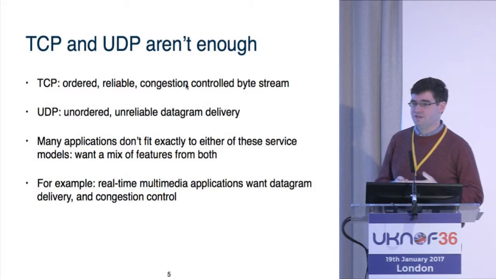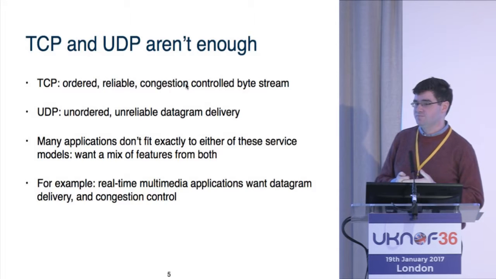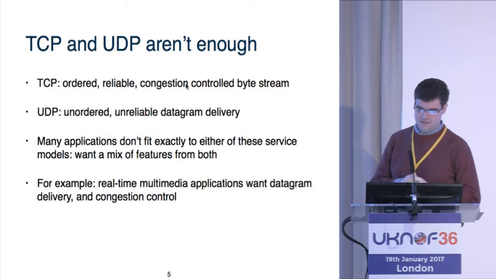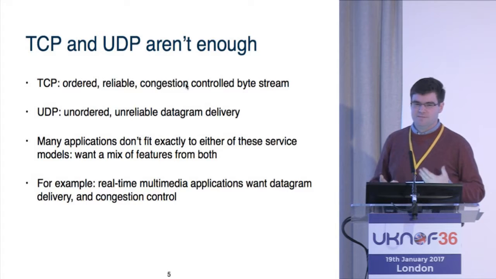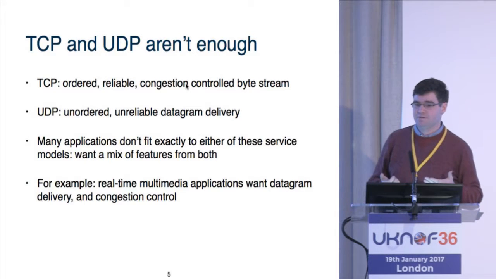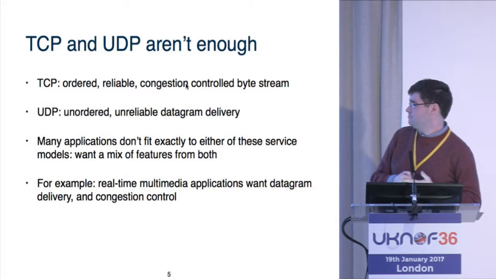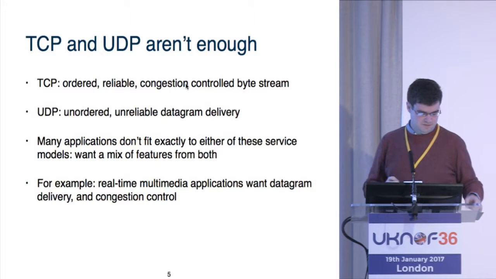TCP gives us ordered, reliable, congestion-controlled byte stream delivery. UDP gives us unordered, unreliable, uncongestion-controlled datagram delivery. But a lot of applications don't fit exactly with either one of these delivery models. So if it's a real-time multimedia application, for example, it might want the datagram delivery from UDP, but it will need some sort of congestion control, such as like TCP. So what's the solution to this?